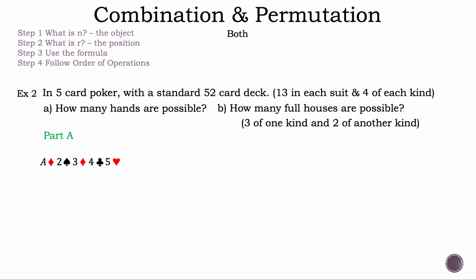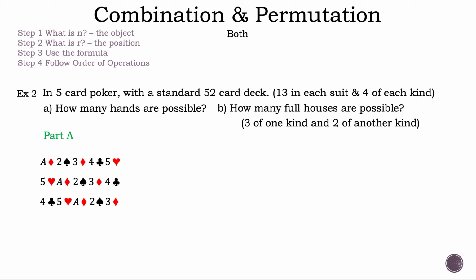One hand could be the ace of diamonds, the 2 of spades, the 3 of diamonds, the 4 of clubs, and the 5 of hearts. Or we could have the 5 of hearts, the ace of diamonds, the 2 of spades, the 3 of diamonds, and the 4 of clubs. Or we could have the 4 of clubs, the 5 of hearts, the ace of diamonds, the 2 of spades, and the 3 of diamonds. What do we notice about each of these hands?